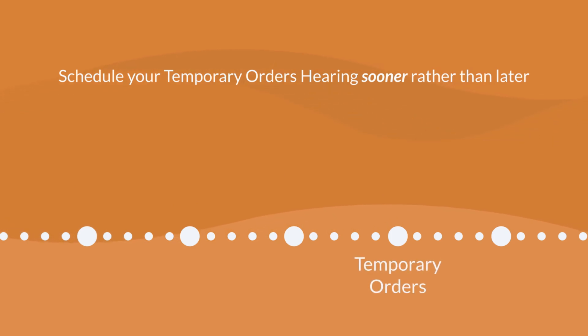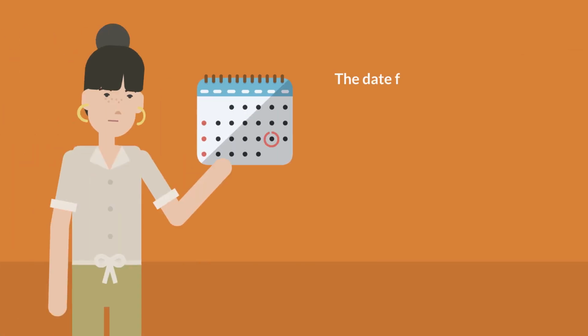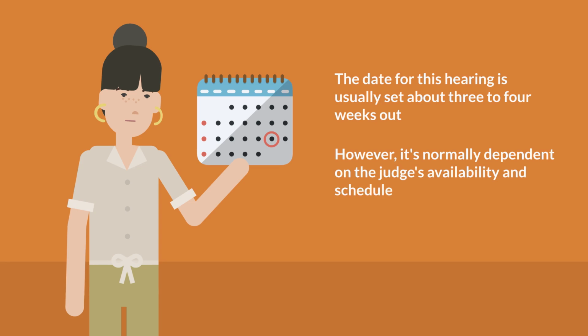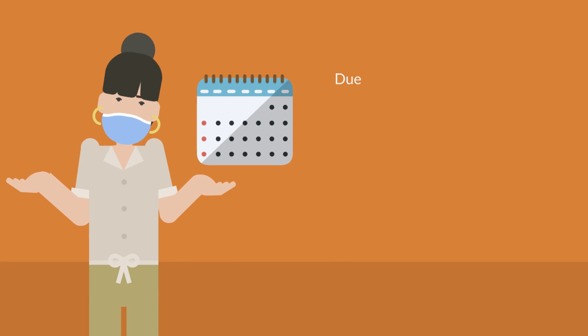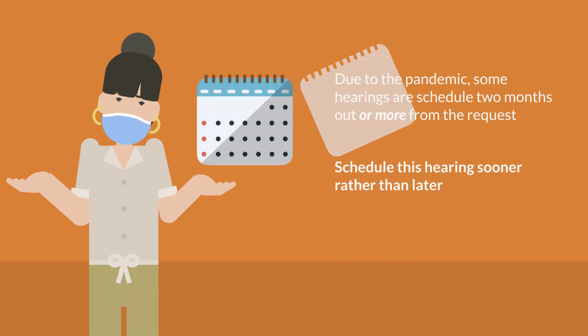A good rule of thumb is to schedule this hearing no later than 60 days from the date of service. The date for this hearing is usually set out about 3 to 4 weeks out. However, this is primarily reliant on the judge's availability and the judge's schedule. So the date for your hearing could be set out much further than that. Now, currently, due to the pandemic, these hearings are set out about 2 months or so from the date of your request. So again, a good rule of thumb is to schedule this hearing sooner rather than later.